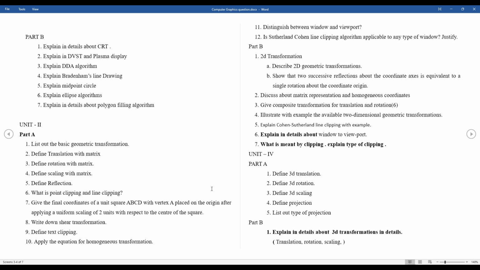Similarly, if they ask about homogeneous coordinates, you can write in the same format. Homogeneous means a 3 by 3 matrix is applied. Please remember the difference between homogeneous coordinates and normal 2D transformations. Please stay calm, read the question properly, then write the answer.